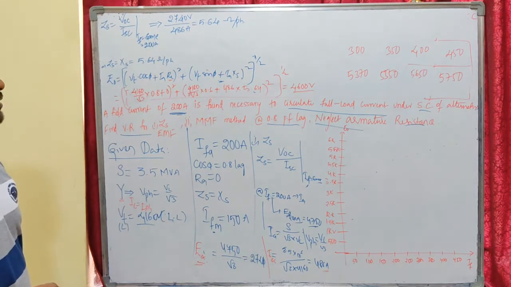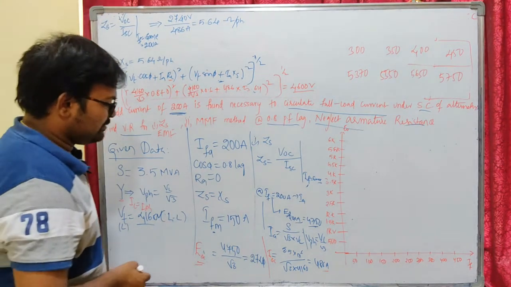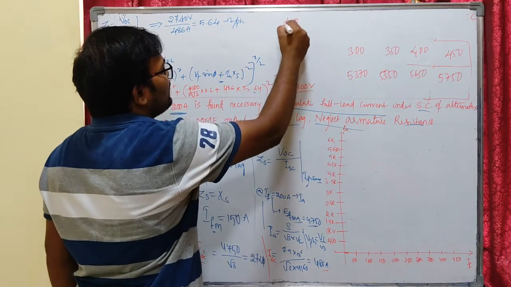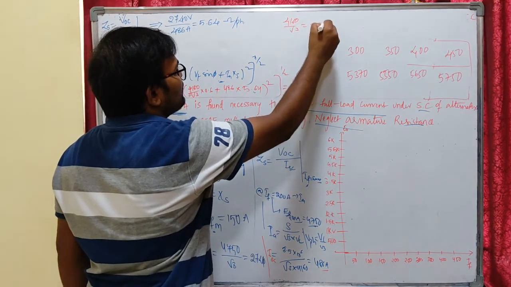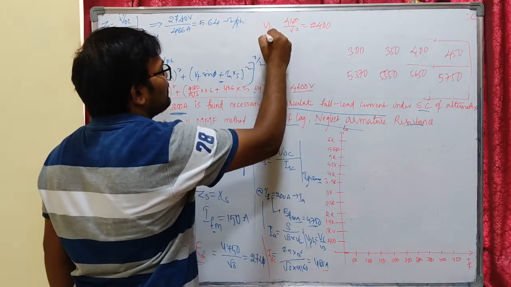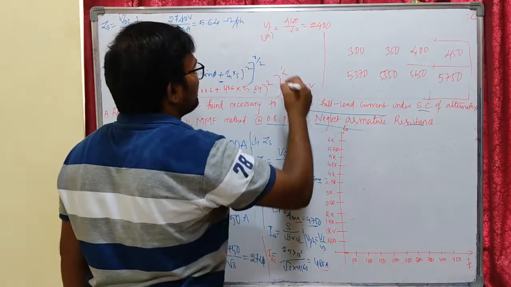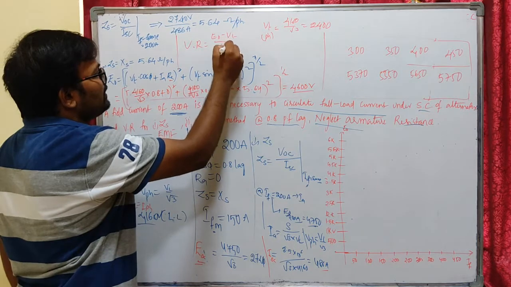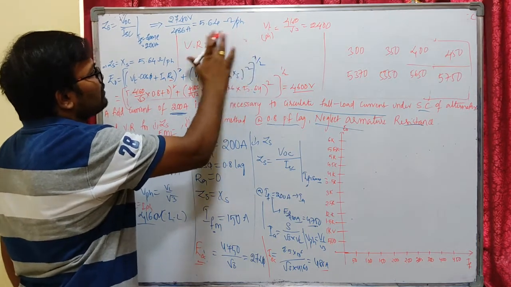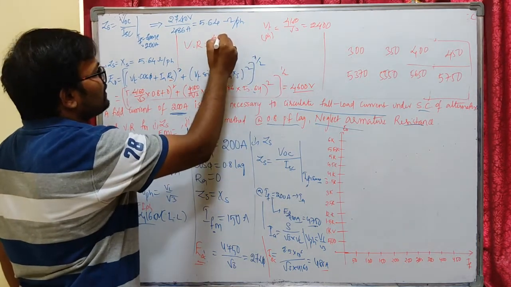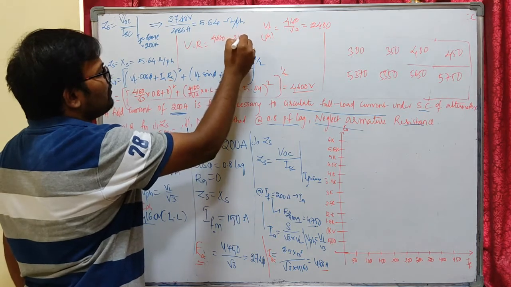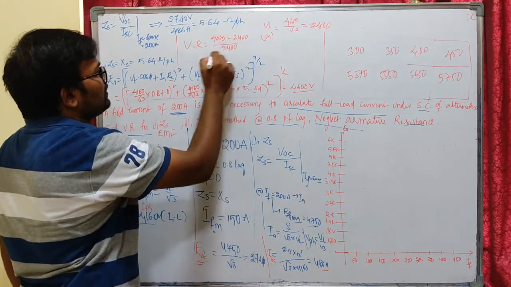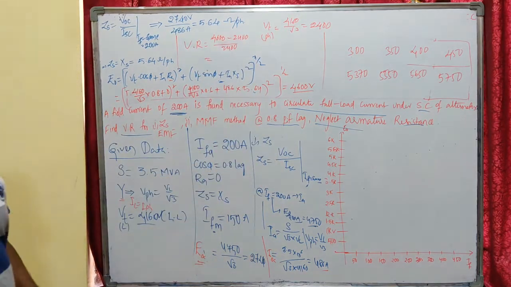This is the generated EMF by our alternator, 4600, but the terminal voltage is 4160 by root 3, that is 2400. This is the terminal voltage VT per phase. So our voltage regulation will be equal to E naught minus Vt by Vt into 100. All are phase values. So E naught is 4600 and Vt is 2400, divided by 2400. As it is a lagging power factor, the voltage regulation will be positive. So that is around 92.5%.